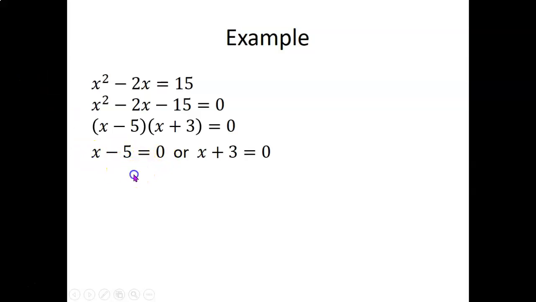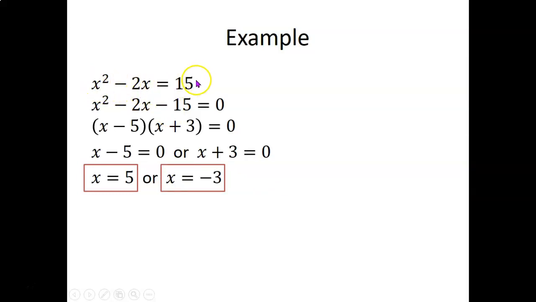Add 5 to both sides, we get x equals 5. Over here, get rid of the plus 3 by subtracting 3 on both sides, and we get x equals negative 3. So there's our two solutions to this equation. x could equal 5, and that works because 5 squared is 25, minus 2 times 5 is 10. Subtract, you get 15. Or x could equal negative 3. Negative 3 squared would be positive 9, minus a negative, or plus a positive 6, does equal 15.